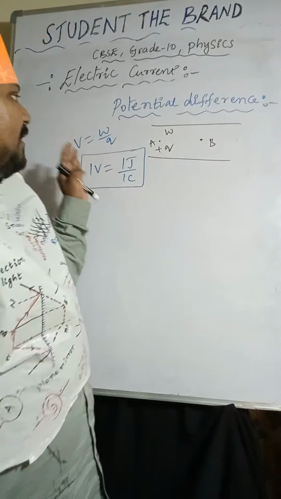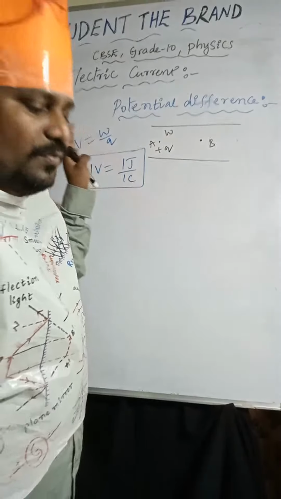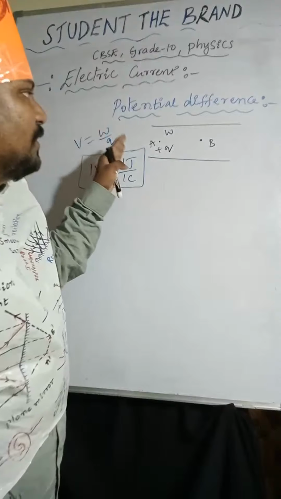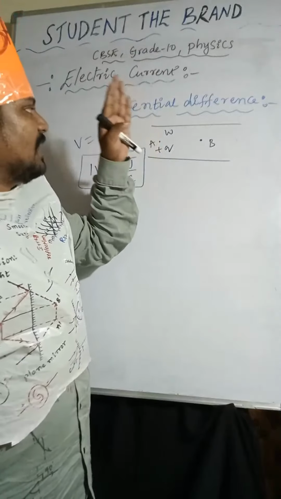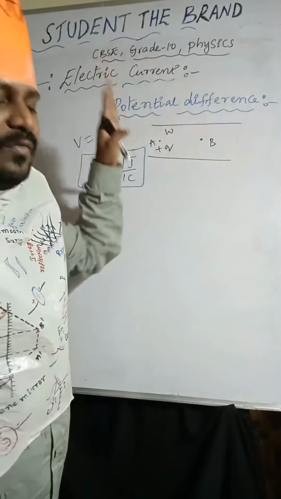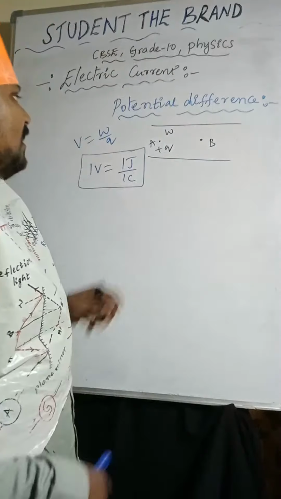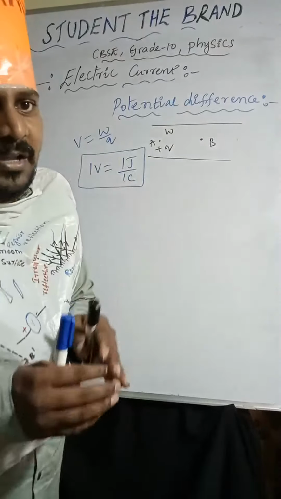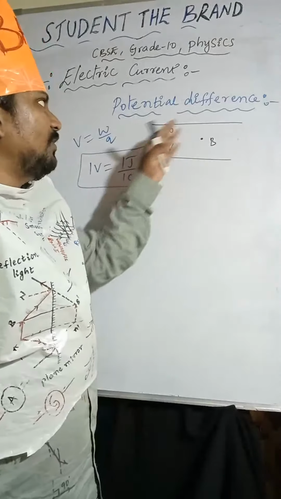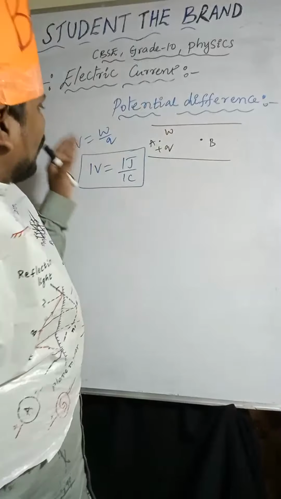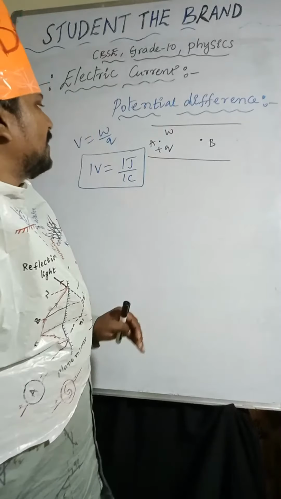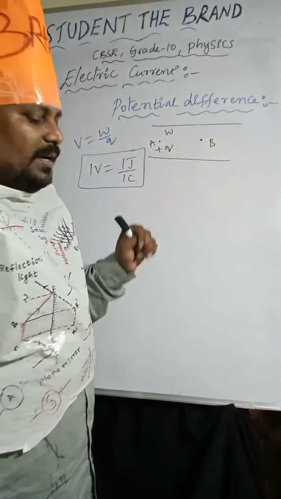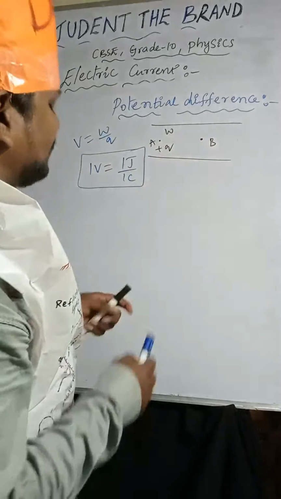Once again, I'm explaining the definition of 1 volt. 1 volt is defined as 1 joule of work done to bring 1 coulomb of charge from one point to another point. So what is the potential difference? Work done to bring unit positive charge from one point to another point within the conductor. That is about the potential difference.